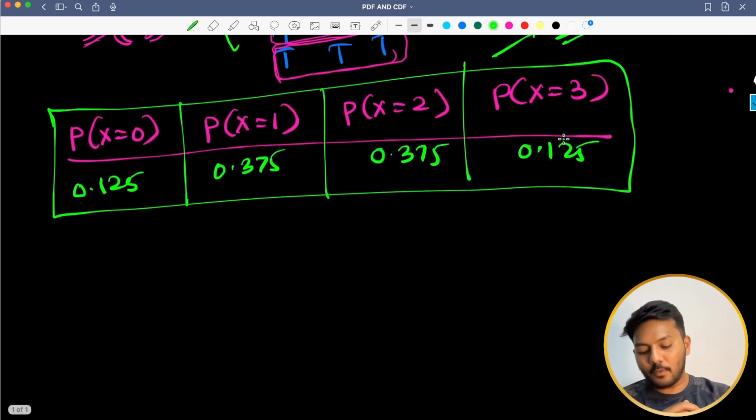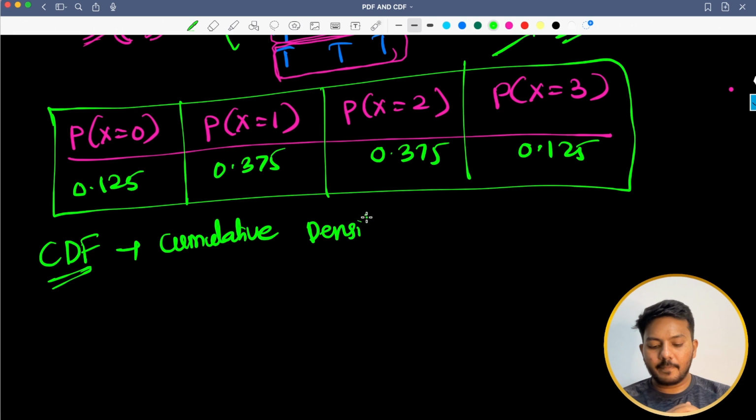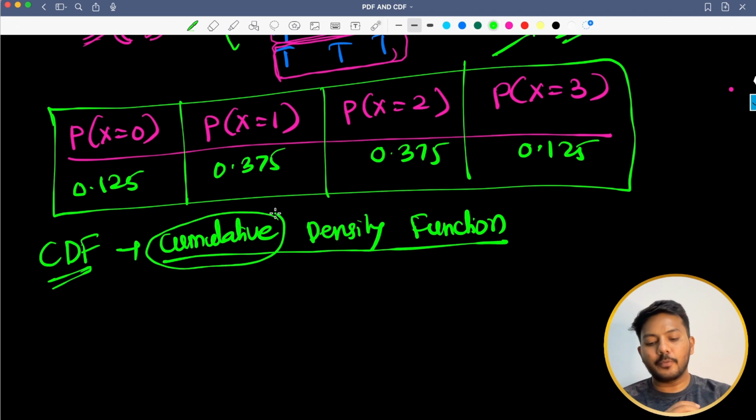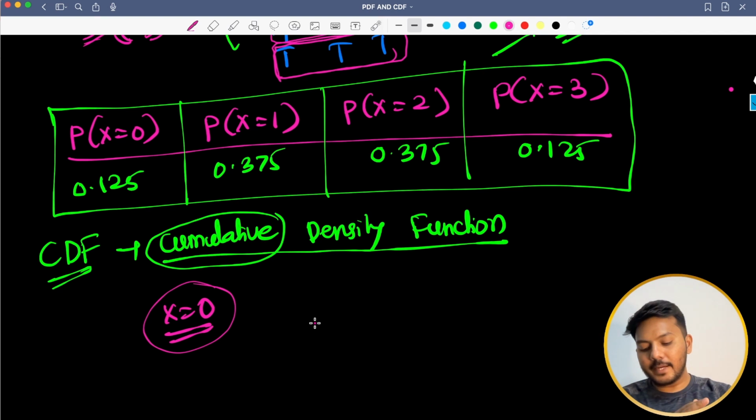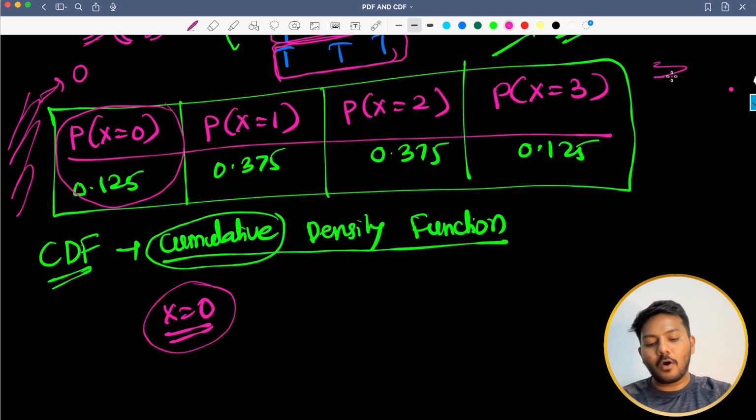Now let's talk about the cumulative density function. What is the meaning of cumulative? Cumulative means stacking up. When I talk about the cumulative density function of x equal to 0, I have to look at all the probability values until x equal to 0. Before x equal to 0, there are no events, right? And the probability value is always 0 because there is nothing. And all the probabilities after having 3 heads will be 0, right?